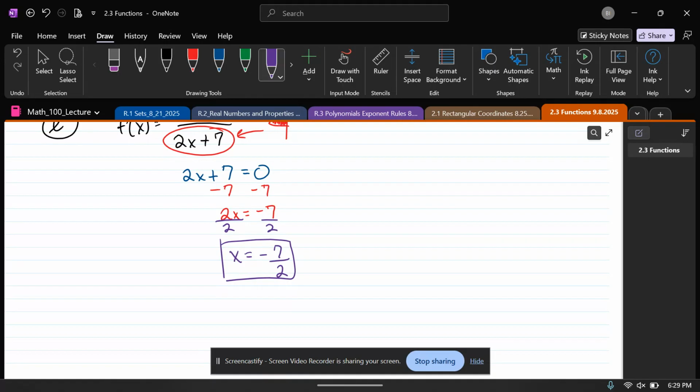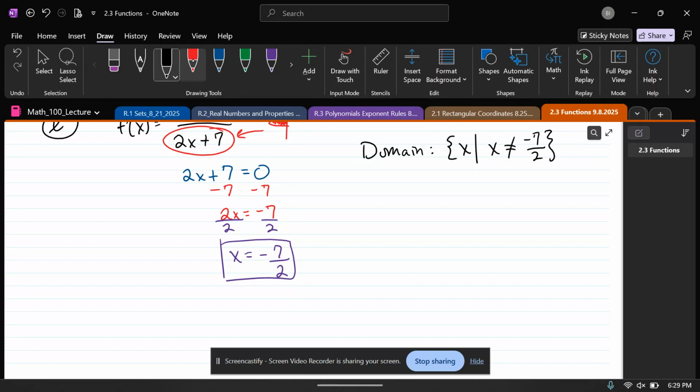Okay? So when I write my domain, the interval notation is the hard one. So I'm going to write the set one first. All x's as long as x does not equal negative 7 over 2. That's the easy one. You just make it a not equals and you got it. Put a slash through your equal sign. That's every x value except for negative 7 over 2.